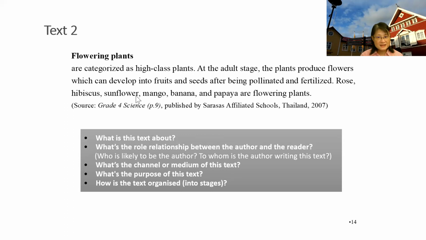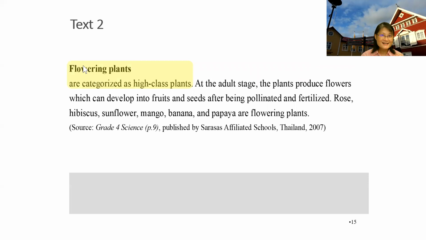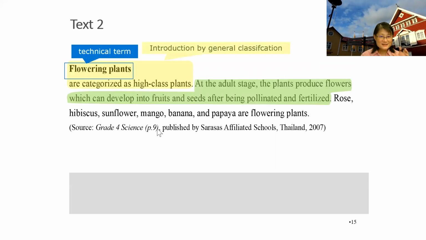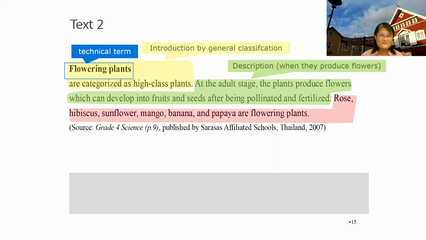Is it organized into stages? Let's analyze this text. Yes, it seems to be organized into stages, even a very short 1 paragraph text. We can look at this. First of all, the technical term, the biological term flowering plants is introduced by classifying it. Flowering plants are categorized as high-class plants. So you introduce a technical term by classifying it. And then you have a description. At the adult stage, the plants produce flowers. And then you have examples. Okay, so even for this very short text, it's highly organized.